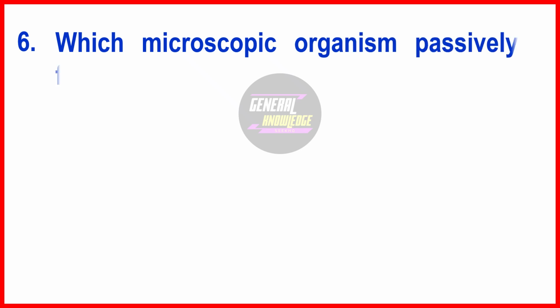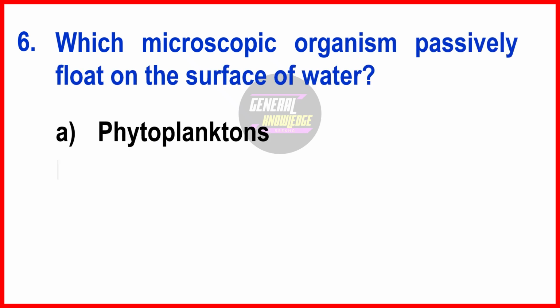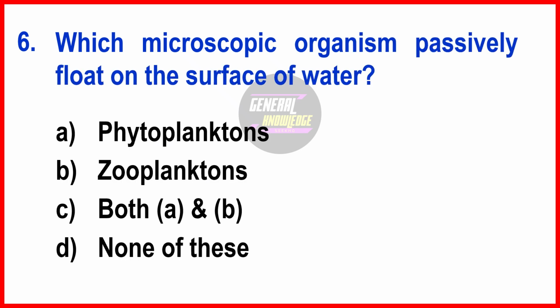Question number 6. Which microscopic organism passively float on the surface of water? The right answer is option C, both A and B. Microscopic organisms that passively float on the surface of water are called planktons.